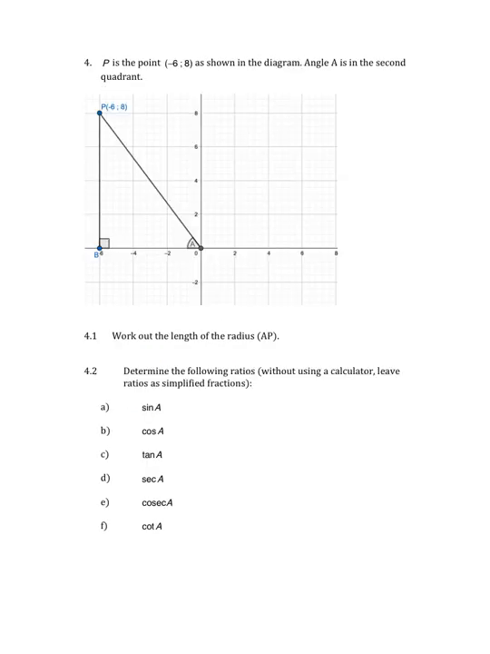Oh, lovely. We've moved into a different quadrant. We've been working in quadrant 1. Boop. We flipped over. We're in quadrant 2. We've got the point P, negative 6, 8. Remember that x is now negative because we're on the negative x-axis. Y is positive on the positive y-axis. Angle A is shown. We're in quadrant 2. Work out the length of the radius AP.